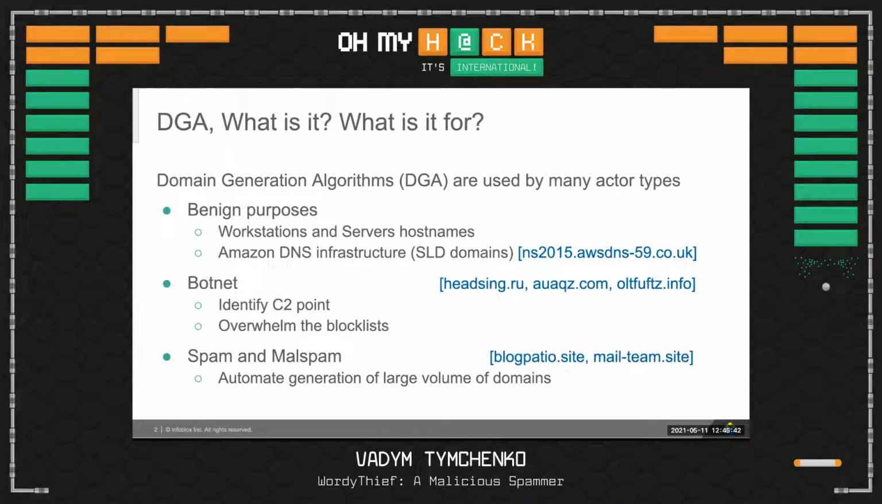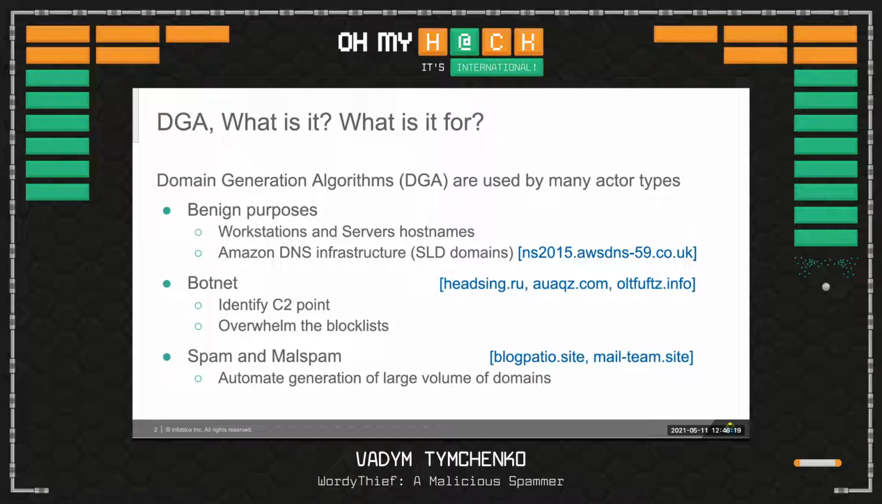First, let's talk about DGA overall. What is it and how is it being used? Domain generation algorithms are being used by many different actor types. They are used by large corporations for benign purposes, such as to generate workstation and server host names. Another prominent example is Amazon DNS infrastructure, such as the example on the right, AWS DNS-59.co.uk, which represents a domain name generated by some algorithm.